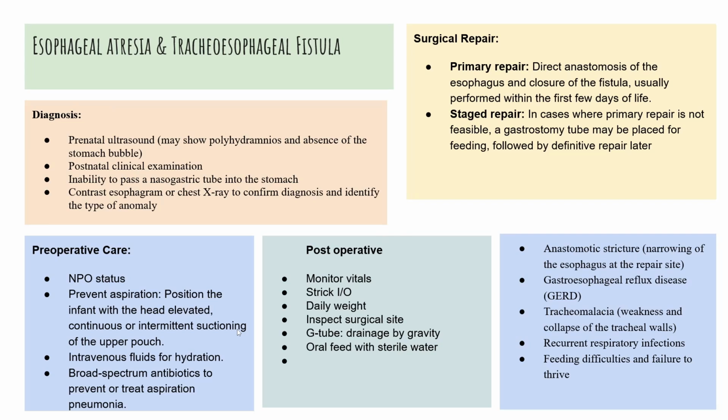Diagnosis will be done by prenatal ultrasound, and chest x-ray will show the anomaly. Surgical repairs will be done. Primary repair is direct closure of the fistula, and the esophagus will be connected to the stomach. Staged repair, in case primary is not feasible, means we place a gastrostomy tube for feeding, followed by a repair.